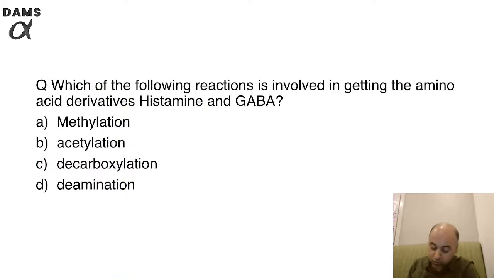So looking at this question where they're talking about the reaction involved in getting the amino acid derivatives histamine and GABA, please note the reaction is decarboxylation.